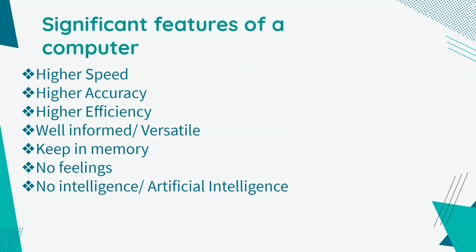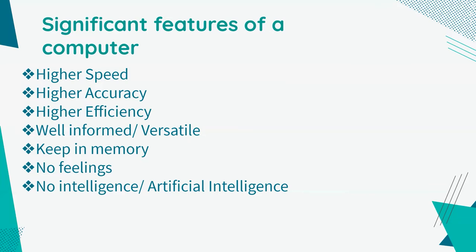Moving on to the next feature, I'm going to talk about the higher efficiency. Efficiency is the ratio of useful work to resources expended. In other words, the ratio of the output to the input of a given system. So basically, the ability to produce something with a minimum amount of effort.